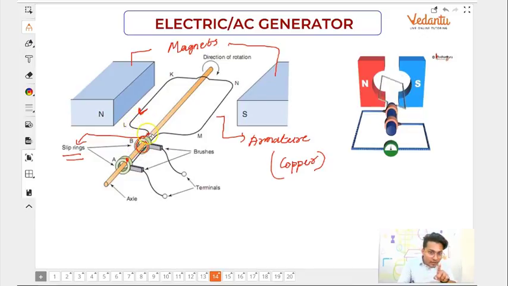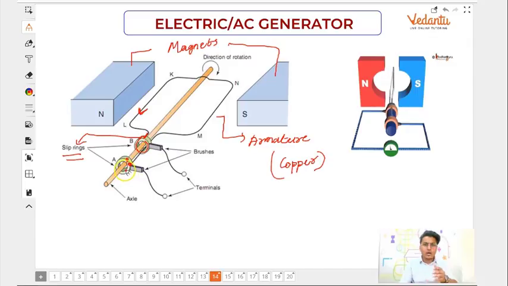One end of the wire is connected to one of the slip rings, and the other end of the wire is connected to the second slip ring. So both of them are separated from each other, and one end of the coil connects to one slip ring and the other end to the other slip ring. Okay? Now, both the slip rings are attached to brushes.